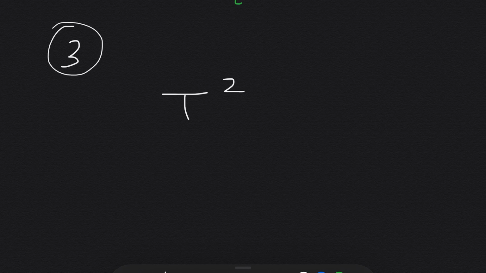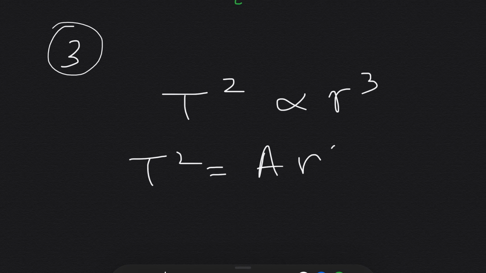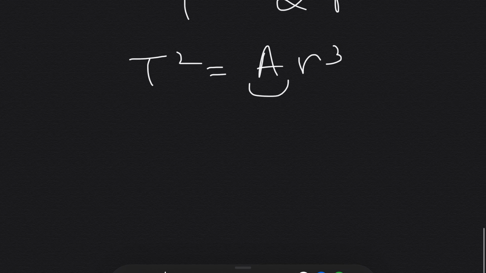The third law is very easy. The third law says that the time period to complete an orbit, the square of that is directly proportional to the cube of the radius. So in other words, you can write T squared is equal to some constant a times r cubed. I don't know what a is. Okay, it's not the area. It's just some constant that you can calculate.